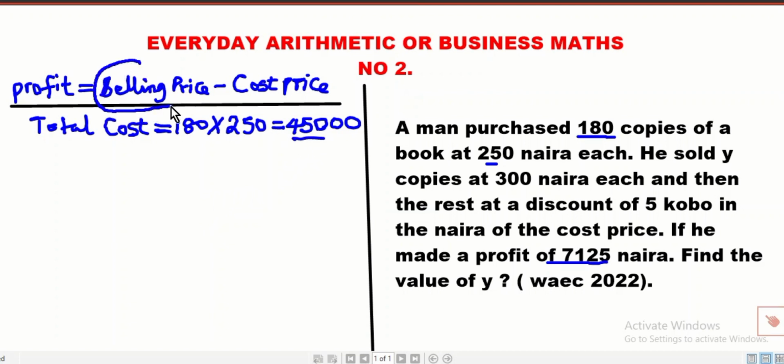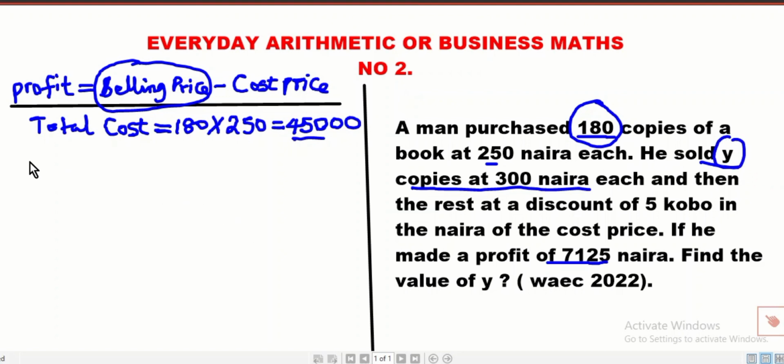Now I do not know the selling price. I'm going to find the selling price, but if you look at this, you realize what happened. The first thing he did was he sold Y copies at 300 naira. Out of 180 copies of the book, he sold Y. What is Y? You do not know. Probably the man has collected let's say 100 out of the 180 and sold it at 300 naira each. But the problem here is that I do not know the number of Y.